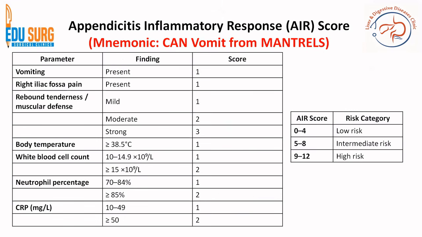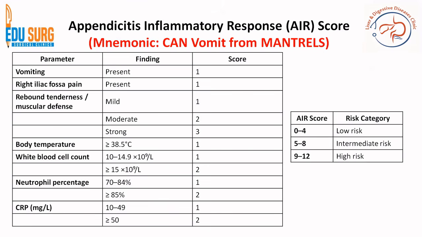There are other scoring systems that are available and they have been found to be better than Alvarado. The one that is used in adults is the appendicitis inflammatory response score, or AIR score, which is more or less similar to Mantrels, but what is the change? Remember to add C and remove A and N from Mantrels. What is C? It is CRP. 10 to 49 is 1 and more than or equal to 50 is 2 points.